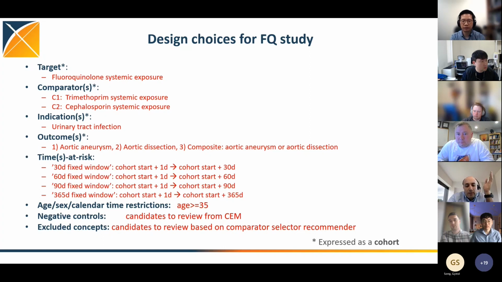But why not say a cohort of either or? Either trimethoprim or cephalosporins, why should we have two? Why isn't it all of them lumped into one cohort as a comparator? So right now, trimethoprim by itself is its own standalone ingredient. Cephalosporin is already a class which covers a whole lot of products.